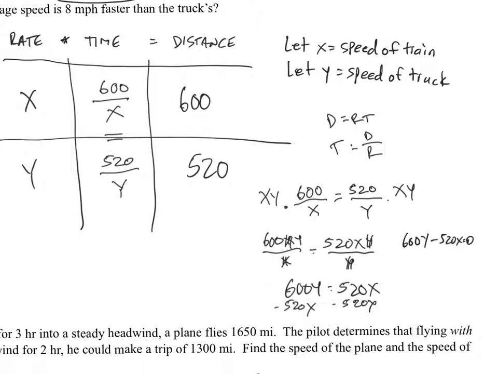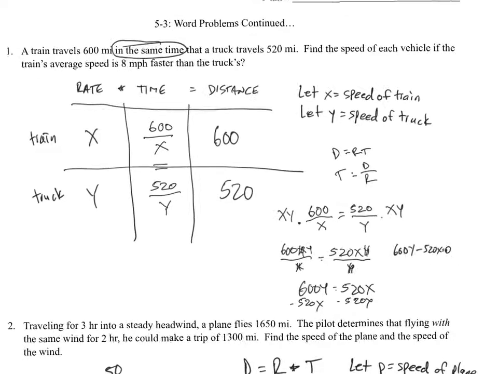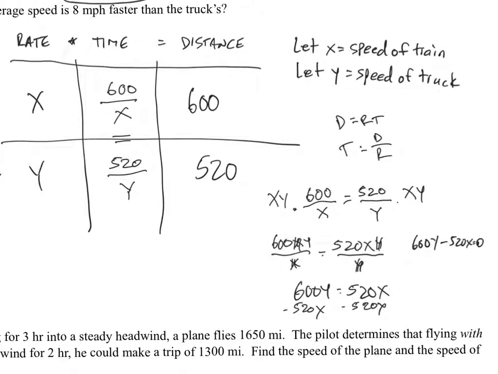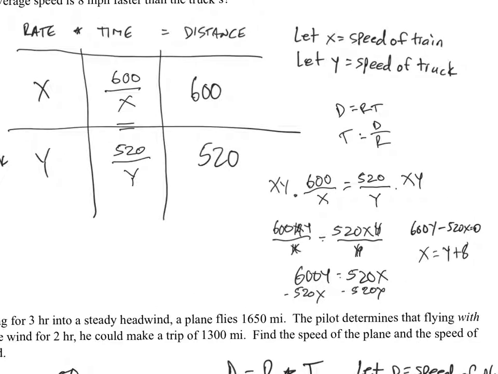We also know that the speed of the train is 8 miles faster than the truck's. So the second equation essentially is this: x equals the train, which is y plus 8, where y is the truck. There's your two equations: 600y minus 520x equals 0, and x equals y plus 8.